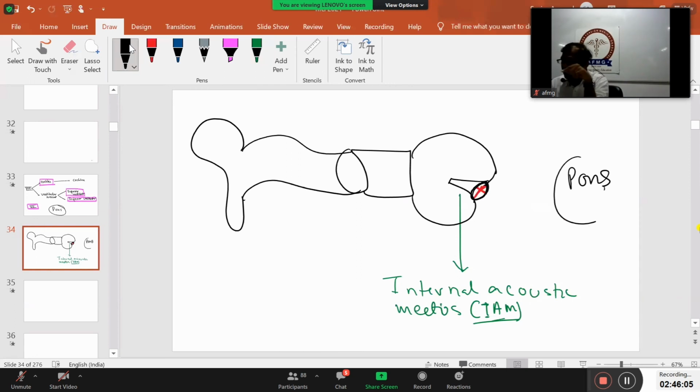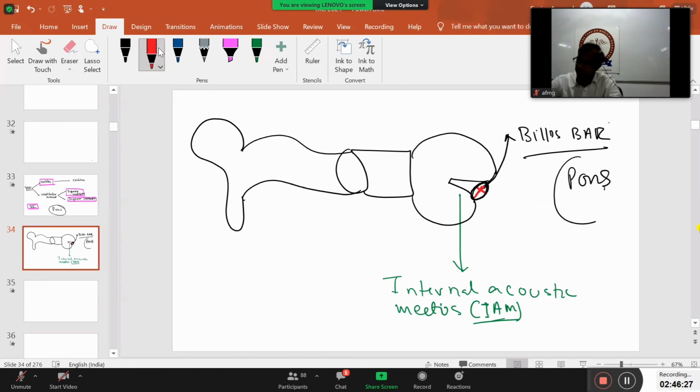In the canal, if you want to create four compartments, the best thing is a cross, like the red cross that I drew. Two bones, one goes vertically like this, one goes horizontally like this. This vertical bone has a name, and the name is very, very important. What is the name? This vertical bone is called Bill's bar. This is another very important MCQ. What is the vertical bone in the internal acoustic meatus called? Bill's bar.